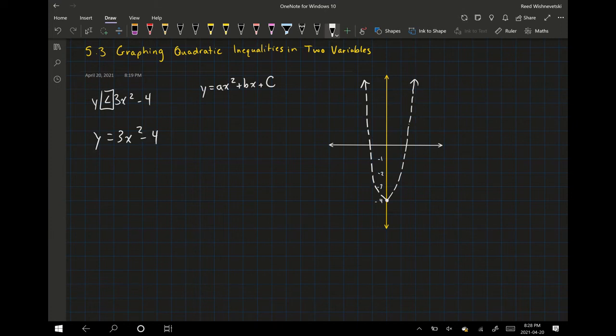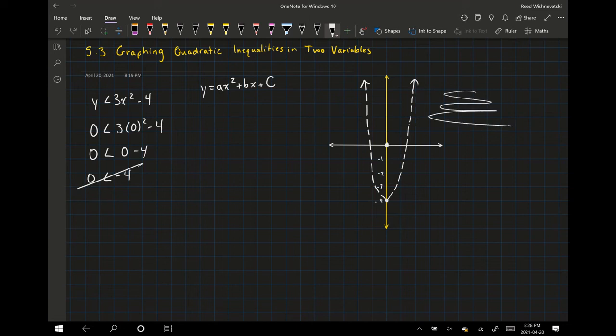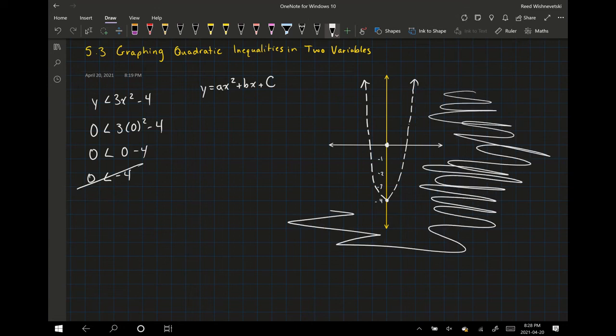Now there's two ways that we can find a solution set. One way, which is the hard way, is finding a test point to see if that solution works. So all we have to do is pick a point either inside or outside of our parabola. I'm going to pick the point (0, 0) because it's easy. And we're going to substitute that into our inequality. It's going to be 0 is less than 3 times 0 squared minus 4, so 0 is less than negative 4. We know this is not true. So that means that our solution set has to be somewhere on the outside of this parabola.